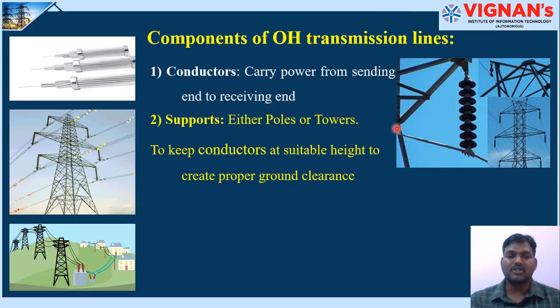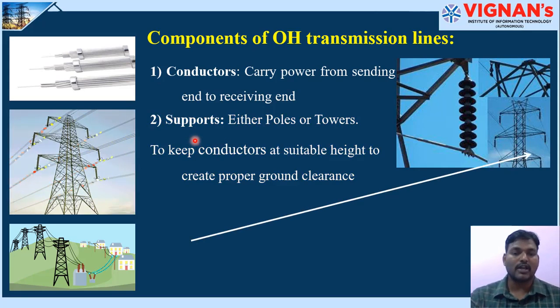Next, transmission supports. You can see there is a tower here which is used to carry these conductors and provide proper ground clearance, and also to keep the conductors at a suitable height with the help of these supports. They are also called poles or towers. These are the side arms which are used to displace the conductor from the axis of the tower, called cross arms.